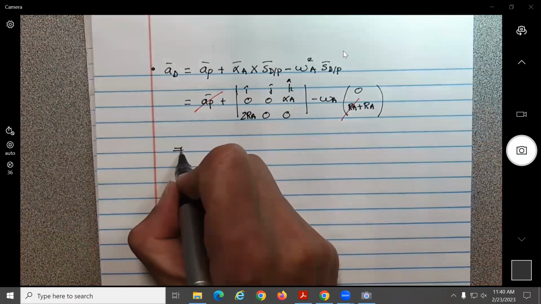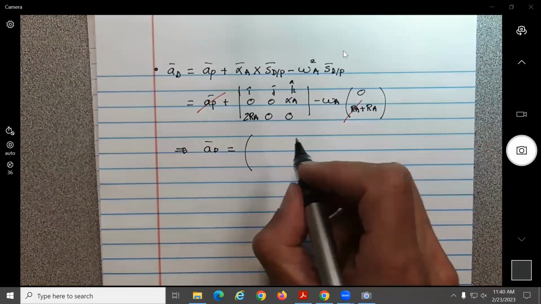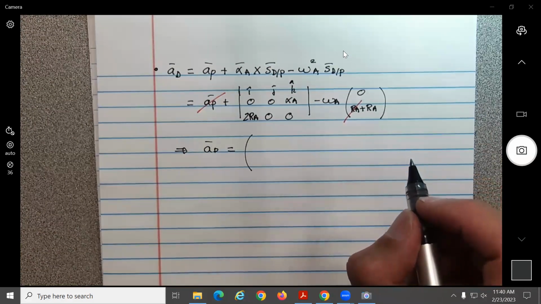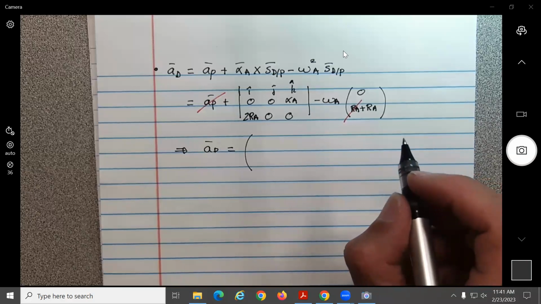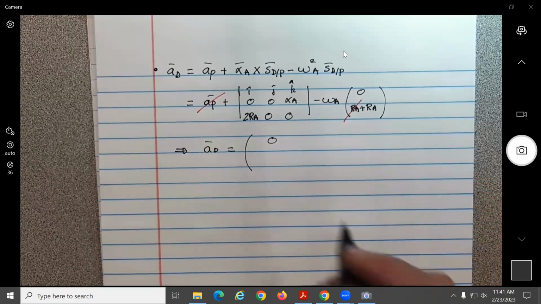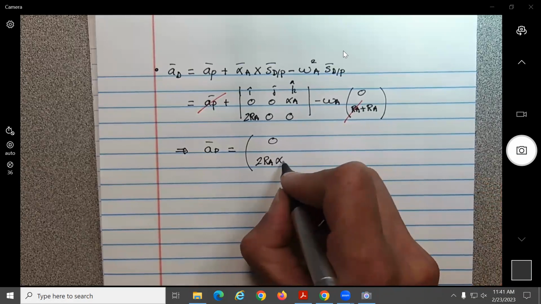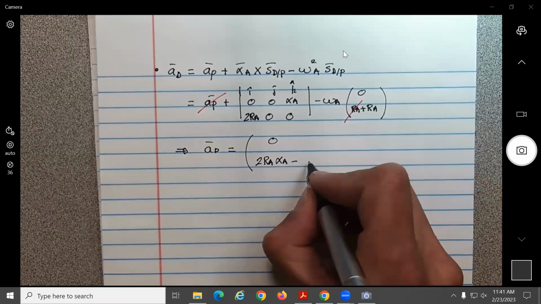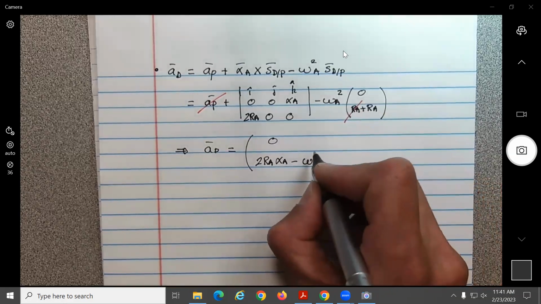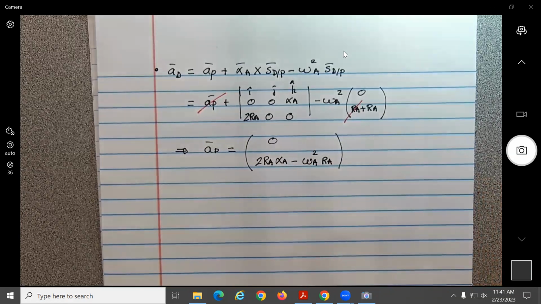Acceleration of D will be equal to what? So it will be 0 over here, and alpha A minus omega A squared, omega, I forgot the square, correct? Omega A squared R sub A.